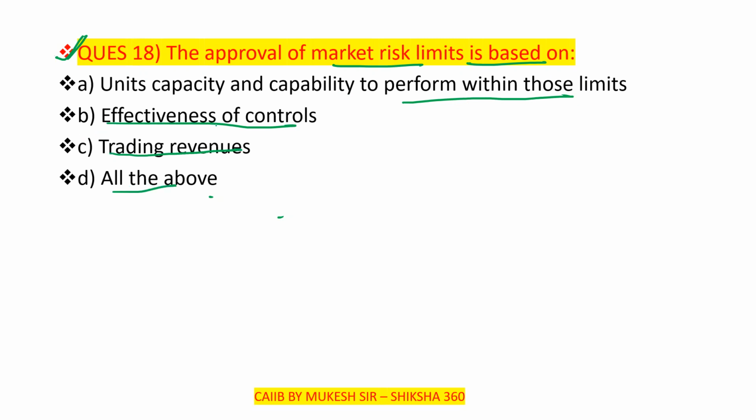So the approval of market risk limits is based on option A, the unit's capacity and capability to perform within those limits. This one is correct. Effectiveness of the control, basically how much we are controlling that. Third, trading revenues. So A, B, and C are all correct. So option number D is the answer here. Please remember, that is all the above.